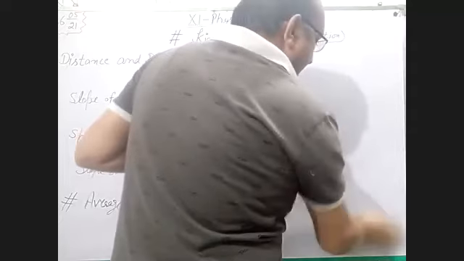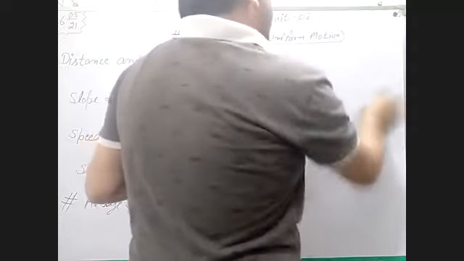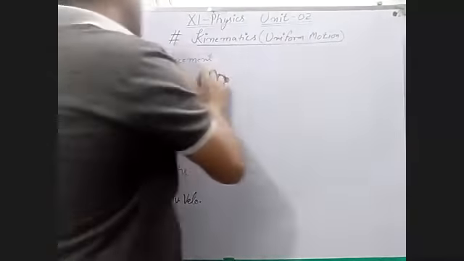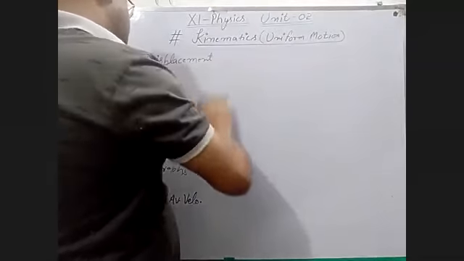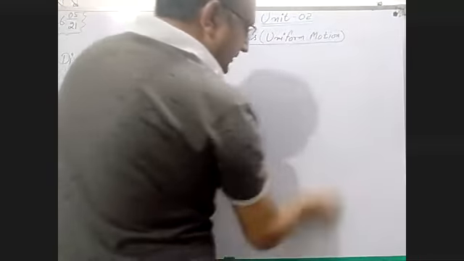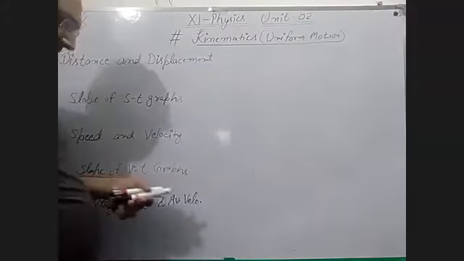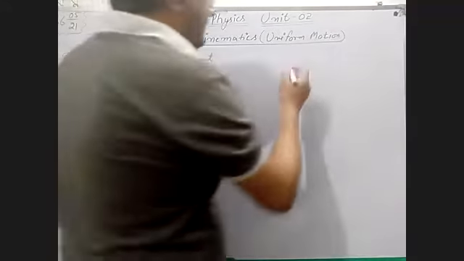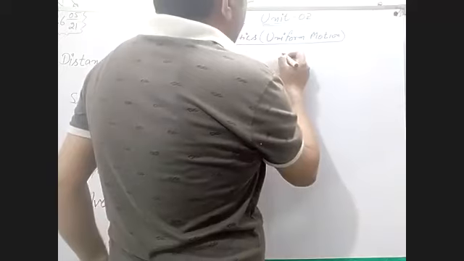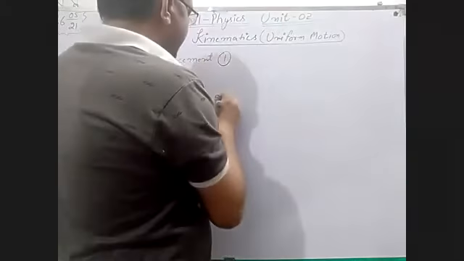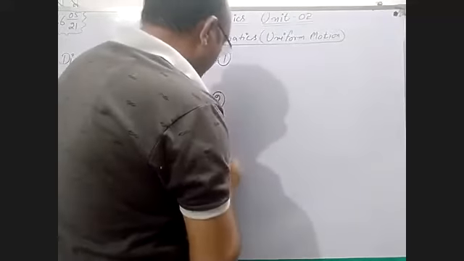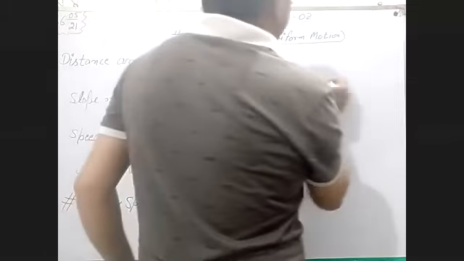ST graph slope. You know very well, slope is the thing by which we can take the velocity. In this case, in an ST graph, firstly we have to know about how many types of ST graph there are.